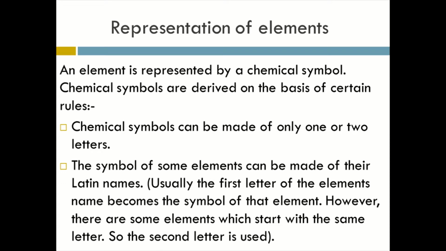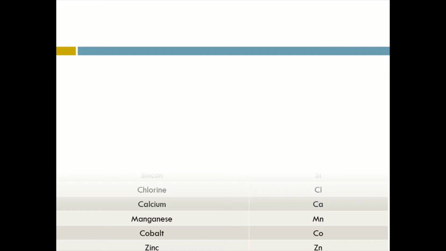Chemical symbols are derived on the basis of certain rules. First rule. Chemical symbols can be made of only one or two letters. Second rule. The symbols of some elements can be made of their Latin names. Usually, the first letter of the element name becomes the symbol of that element. However, there are some elements which start with the same letter, so the second letter is used.